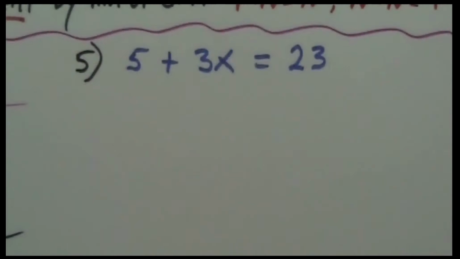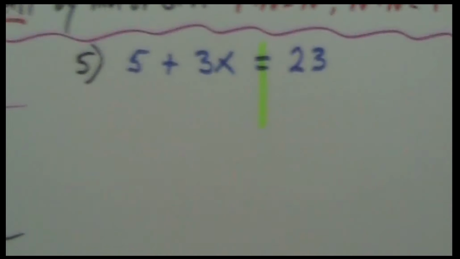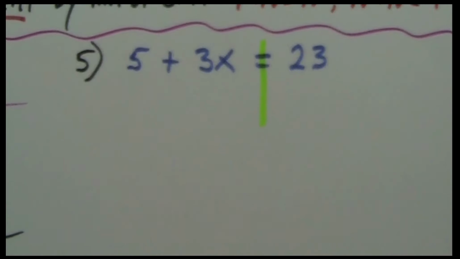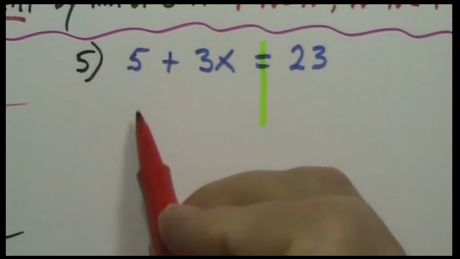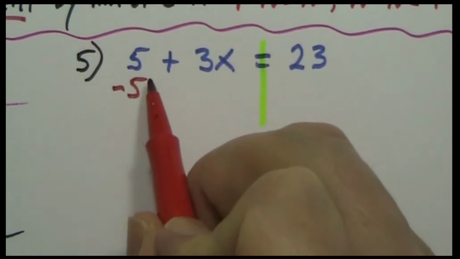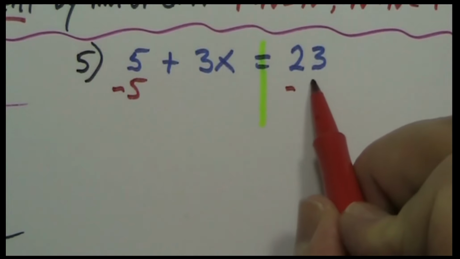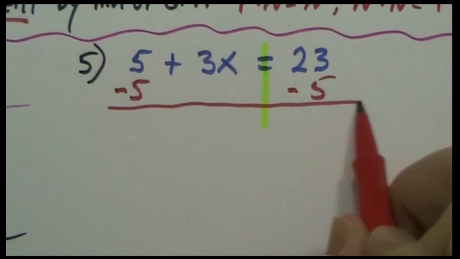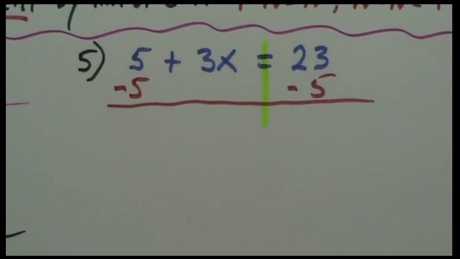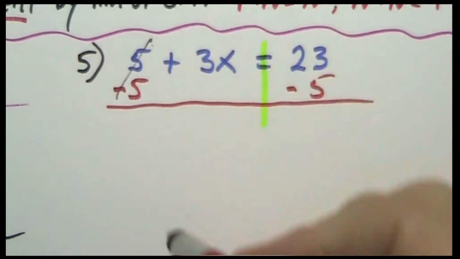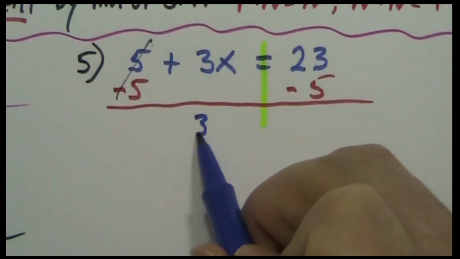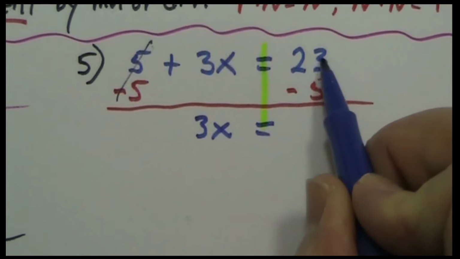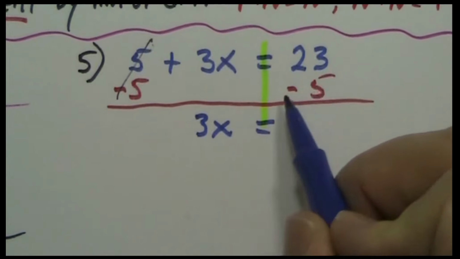Okay, you have a left and right side. I first want to get rid of the constant. The constant is this number, 5. That's the constant. So I'll subtract it. I'll do the opposite. And you can see that this will be 0. And all you're left with, on this side, is 3x. And on this side, 23 minus 5.